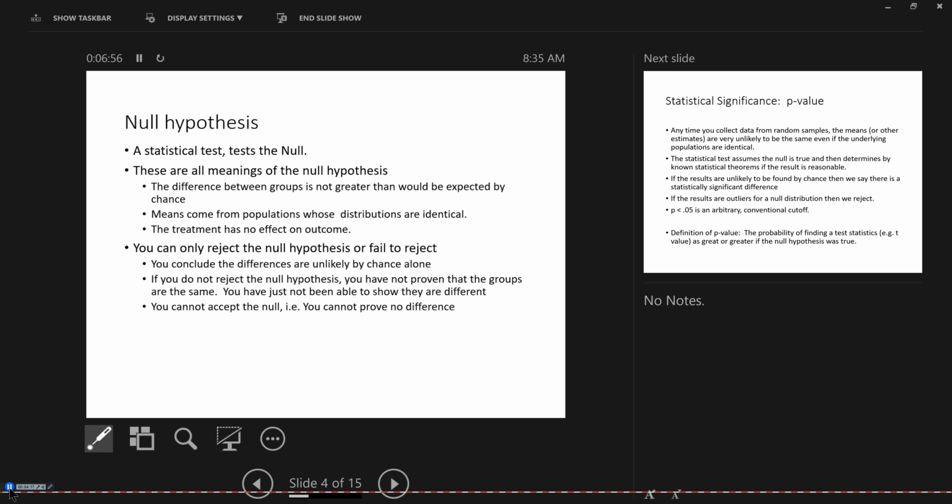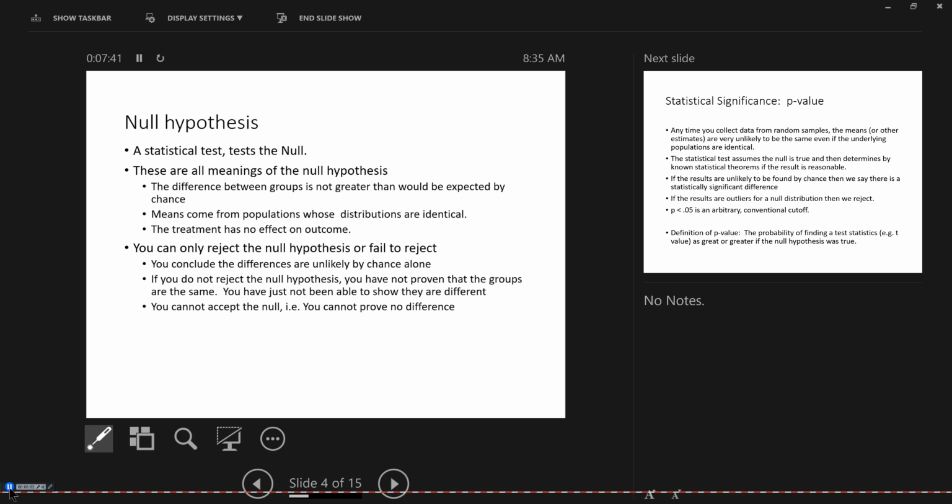So on this slide, I'll just mention a few things. The meaning is that the difference between groups is not greater than would be expected by chance. I like to say that what we do first is see if we can rule out chance as a reasonable alternative. So rejecting the null hypothesis is basically ruling out chance as a reasonable alternative. It doesn't say how big the difference is, just that we have ruled out that this finding is likely to be by chance.